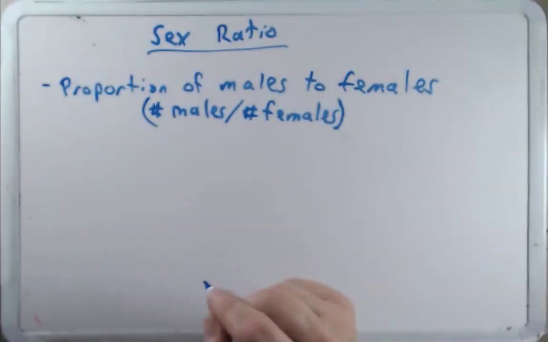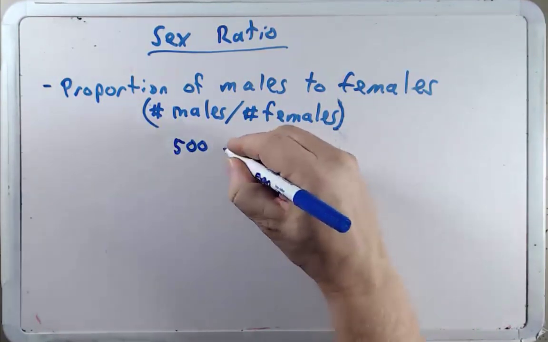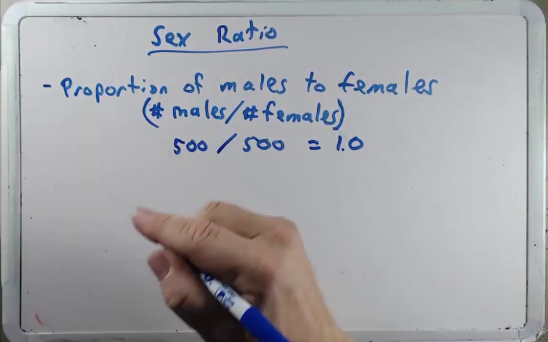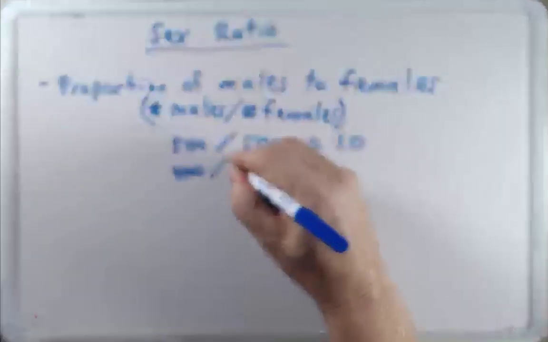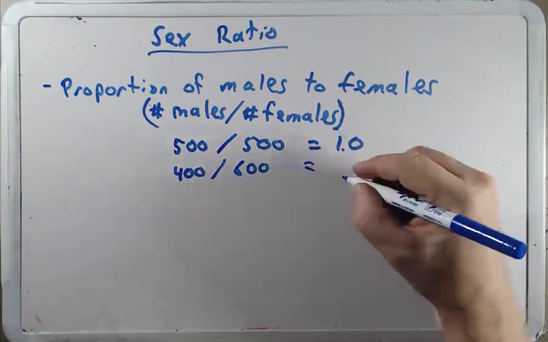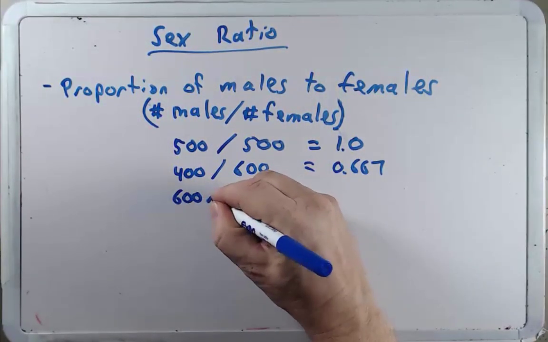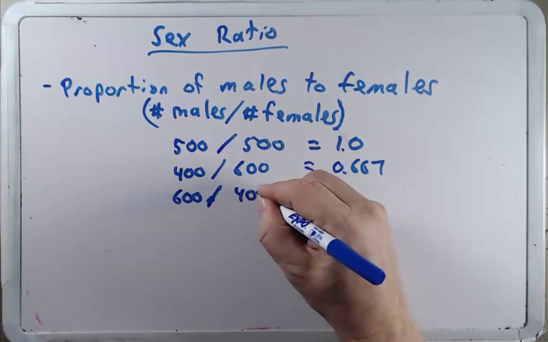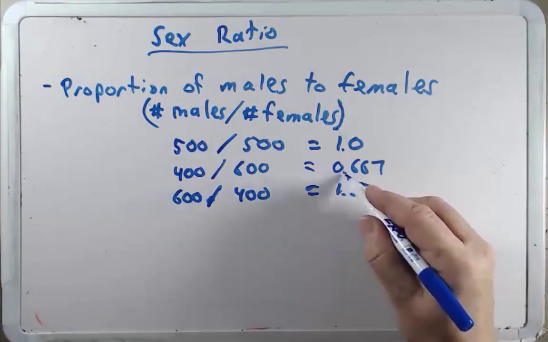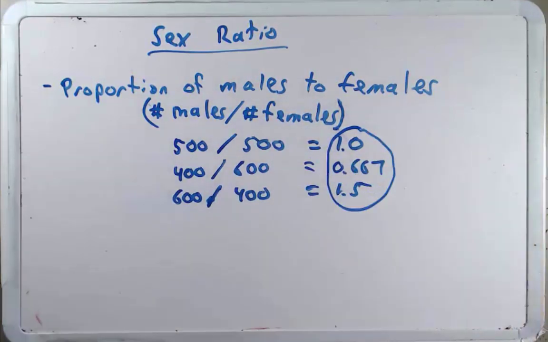So for instance, if it was a 1-to-1 ratio, right? If you had, say, 500 males to 500 females, that ratio would be 1.0. If you had 400 males to every 600 females, then that ratio would be 0.67. If you had 600 males to 400 females, that would be 1.5. If you multiply it by 1,000, like your book does, move the decimal point 3 places. Most places talk about it in this sense. So that's the way I'm going to present it.